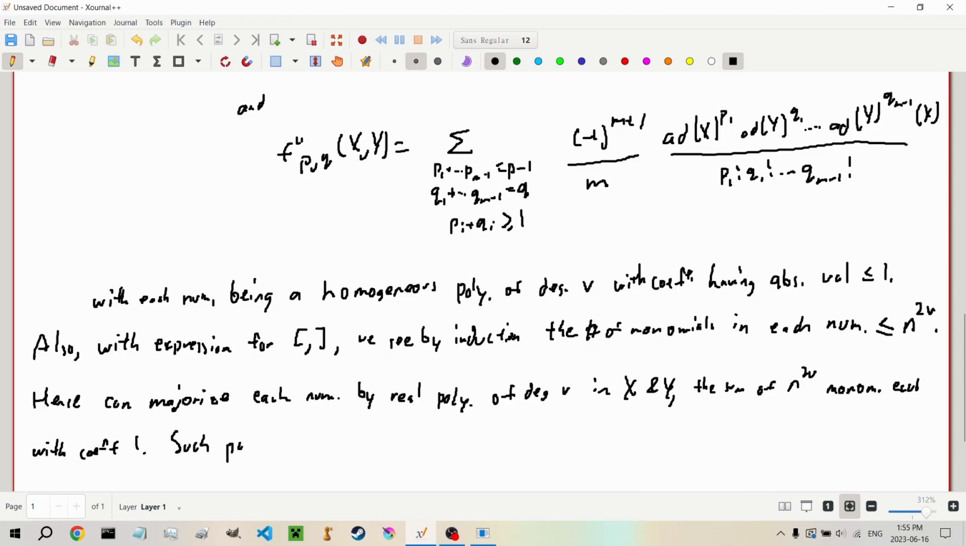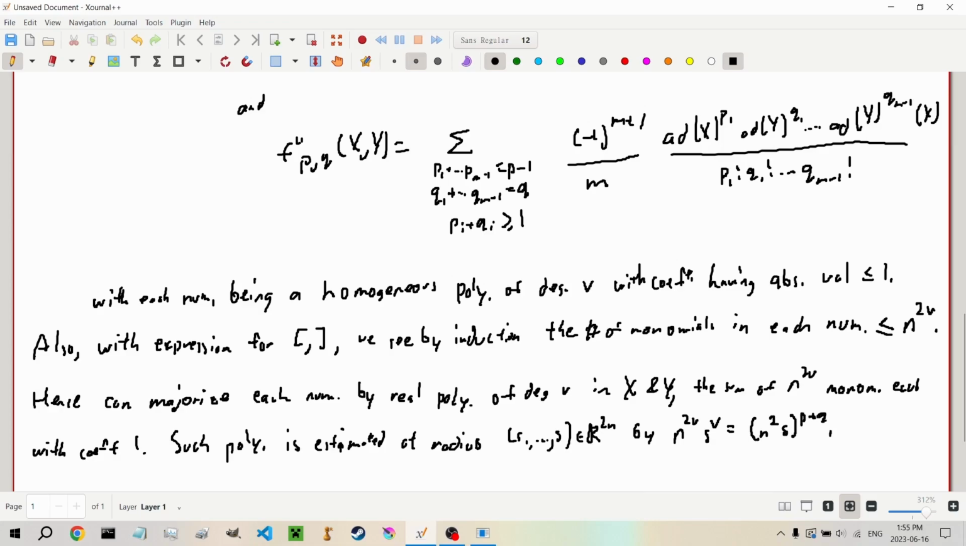Such a polynomial is estimated at a radius vector s in R to the 2n by n to the 2 nu times s to the nu, which is equal to n squared times s to the power of p plus q.